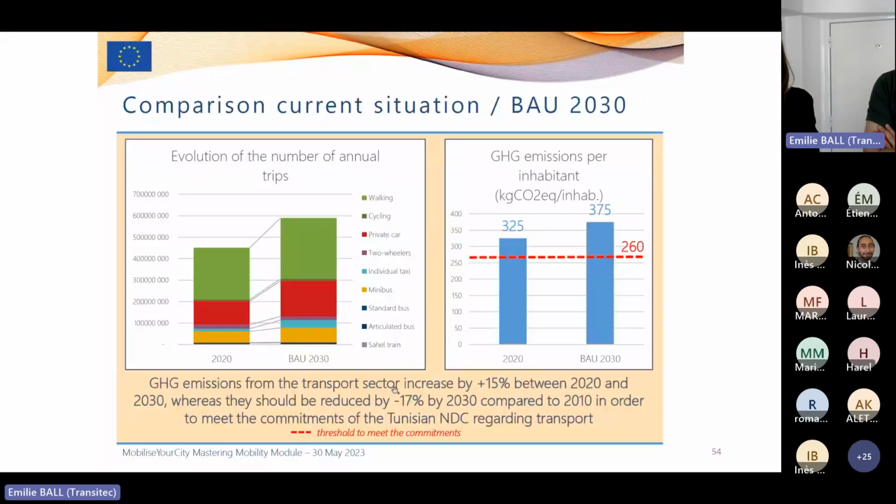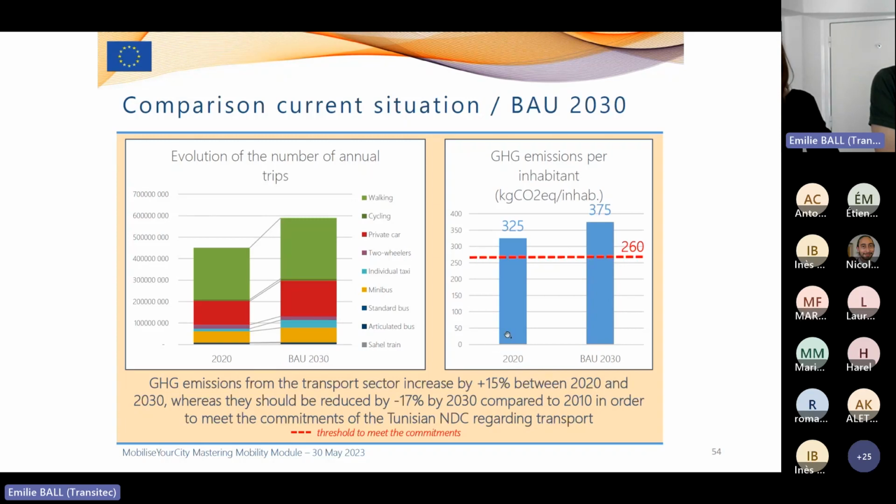So here, those are two other graphs that show that we have an increase in the number of annual trips, which is normal because the population is increasing. And on the other hand, we have the comparison between 2020 and the business as usual scenario, and we see that we have an increase between 2020 and 2030, whereas the greenhouse emissions should be reduced, as Julien mentioned before, by 17% by 2030 and normally reach the threshold of 260 kilograms of CO2 per inhabitant to meet the commitment. So we have to do something.